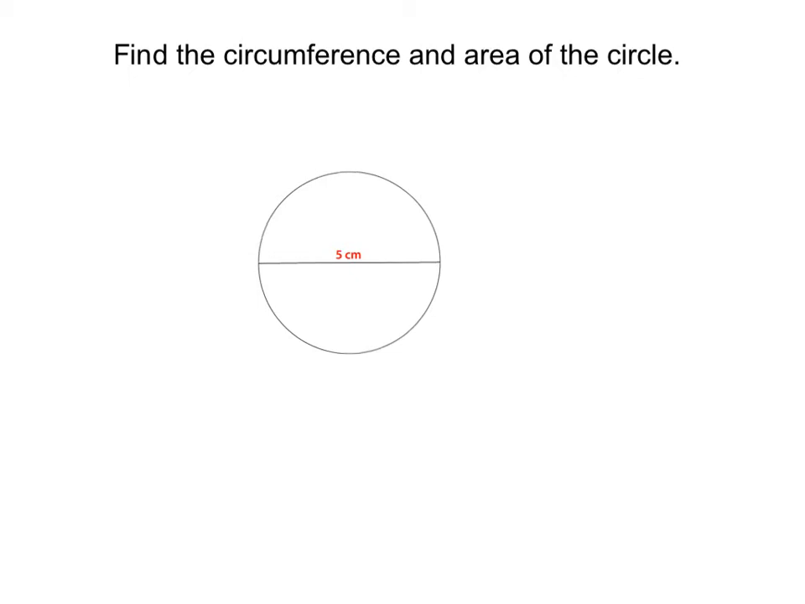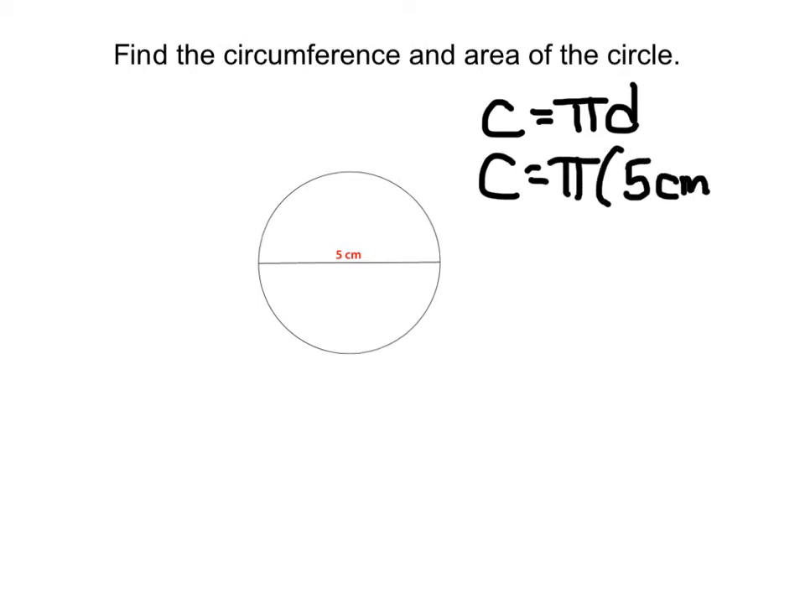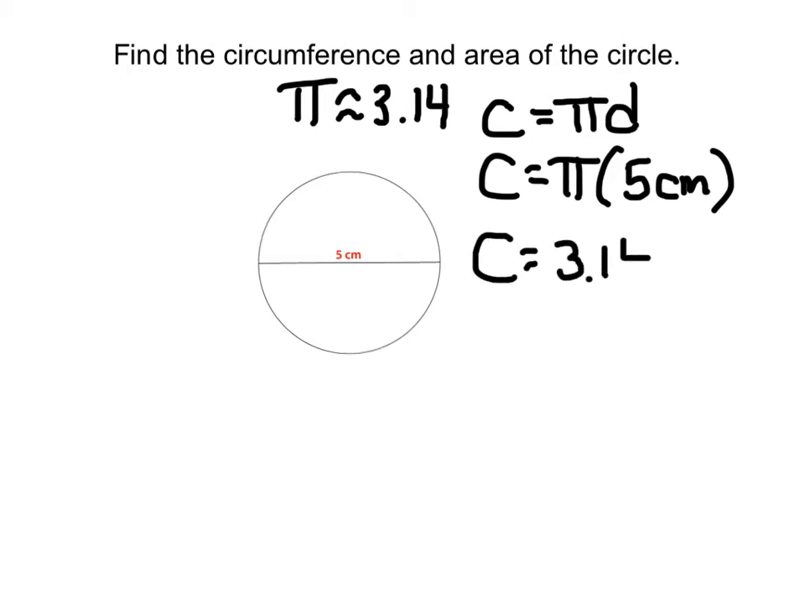Let's find the circumference and area of this circle. Let's start with circumference. The circumference is equal to pi times the diameter. All right, the diameter of this circle is 5 centimeters. So we are going to replace d with 5. And for these calculations, we will use the approximation for pi of 3.14. So let's replace pi with 3.14, and we're going to multiply that by 5. So 3.14 multiplied by 5.